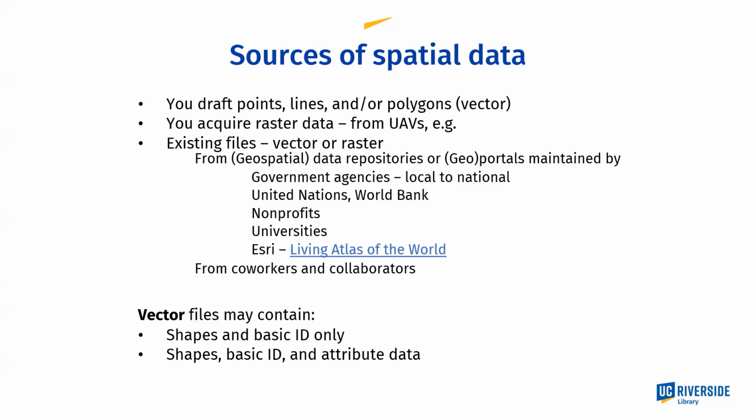Other times you will be able to download files that contain the shapes and the basic ID, and then a bunch of what we call attribute data, or information about each of those entities on the map. So just be aware that both of those scenarios are possible when you're looking for data, and there is usually something called metadata that gives you information about the file you're interested in, and that's a good place to look to understand what you'd be getting before you download it.